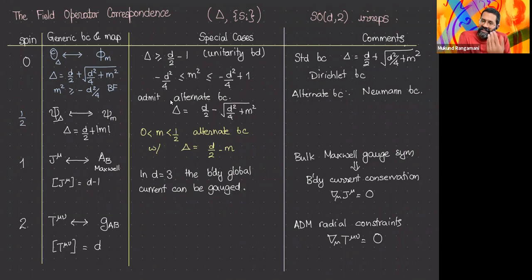You may ask a related question: can I gauge the boundary energy-momentum tensor and make the boundary metric dynamical? My answer is no, it cannot be done without violating unitarity bounds. People have discussed this in the literature, but the clear answer is no.